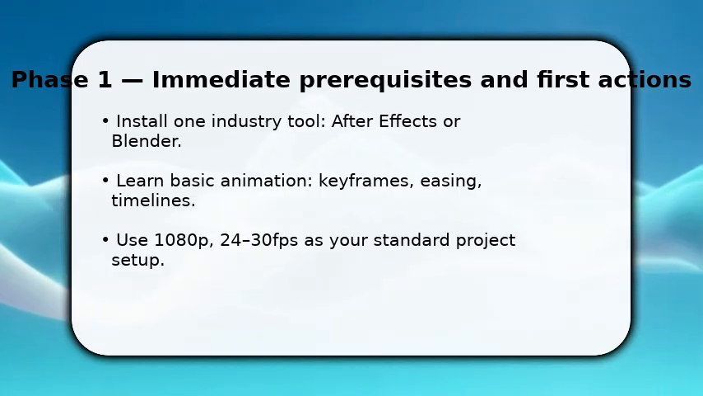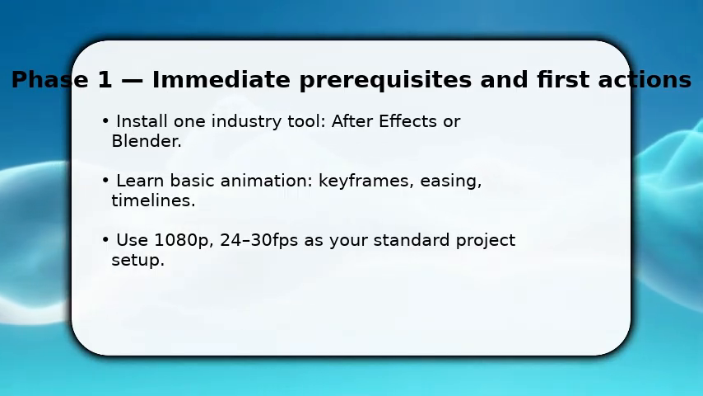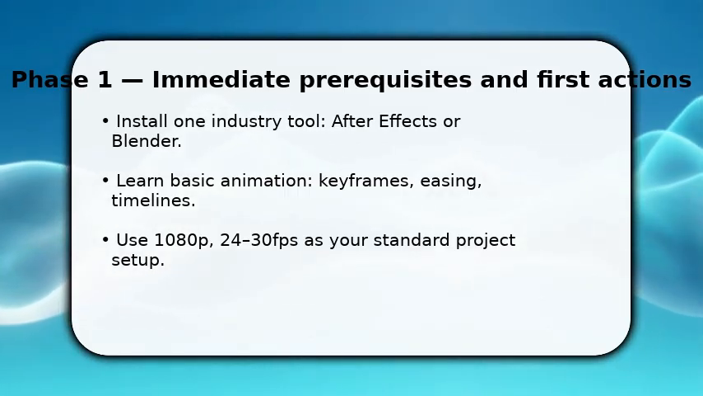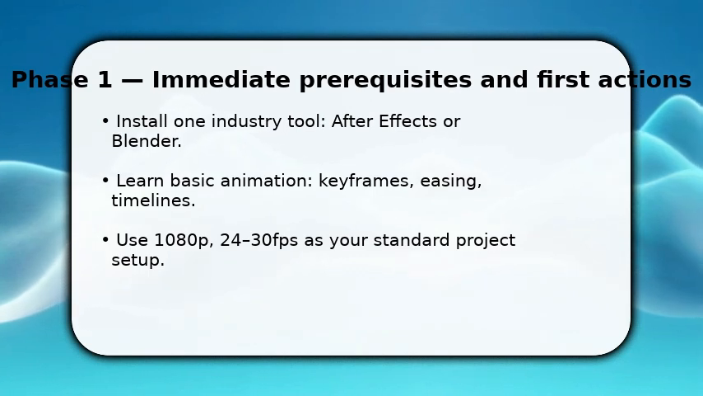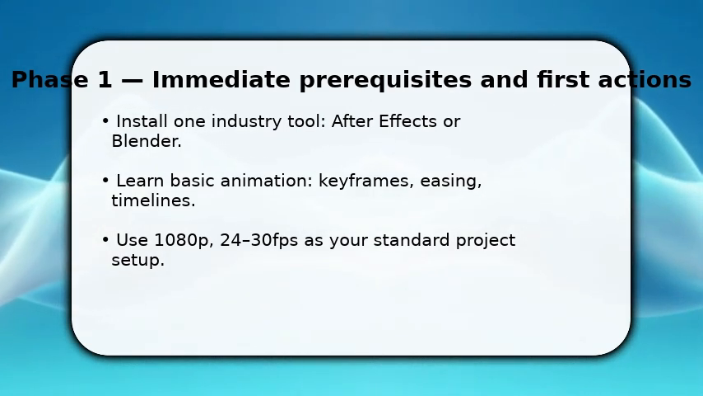Once done, create a tiny project. A logo reveal or lower thirds, export at 1080p and 24 to 30 fps, and iterate. This first project forces you to connect interface actions to visible motion, so you learn by doing.